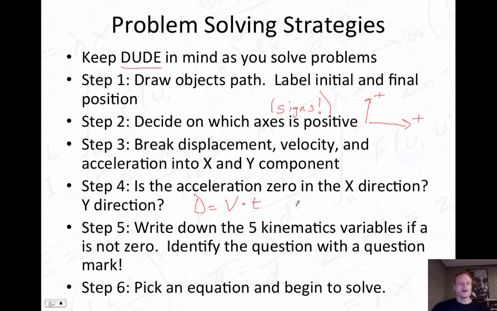Okay. Step 5, write down the 5 kinematic variables if a is not 0, so if the acceleration is not 0, and then identify the variable that you're looking for with a question mark. What is it that you're trying to find out in the problem? That really helps keep things clear. So you have all the variables written down. What is it you're trying to figure out with a question mark?